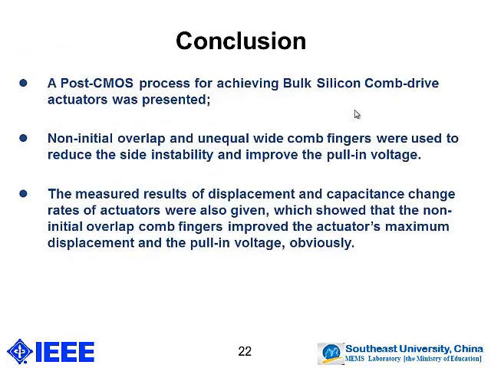Now the conclusion. A post-CMOS process was used to achieve bulk silicon comb-drive actuators, and the non-initial overlap design was used to reduce the pull-in voltage and to improve displacement. The measurement showed that it is a simple and effective way to achieve larger displacement by using non-initial overlap and unequal components. That's all. Thank you.